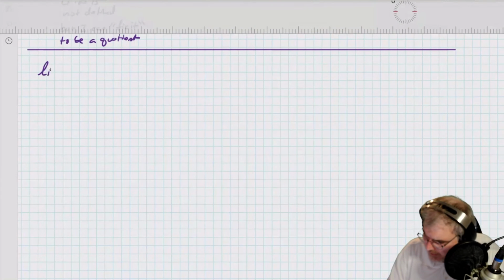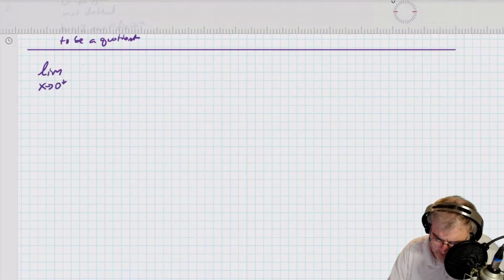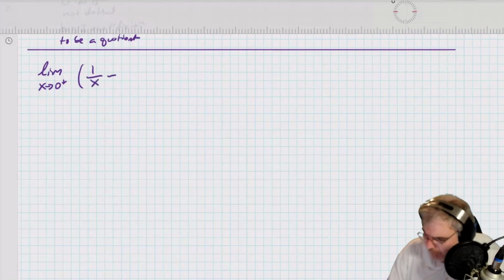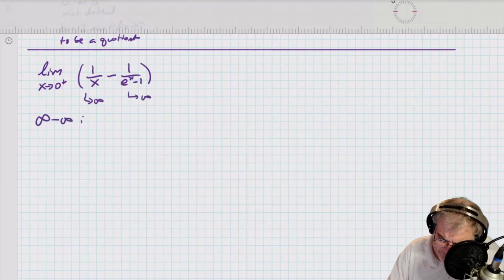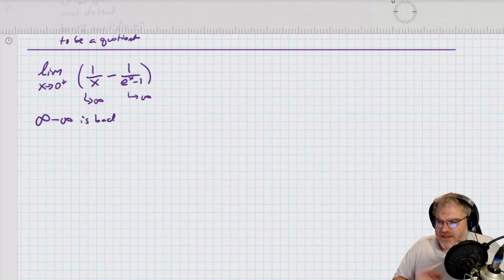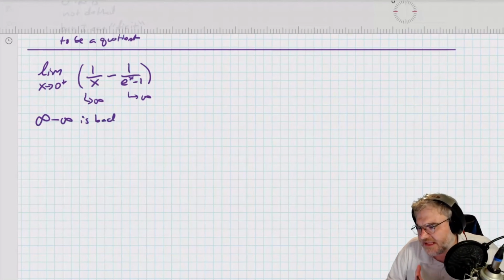The limit, as this is actually one of the homework problems. I don't think I posted the homework yet. 1 over e to the x to the minus 1. Now, here what I've got, this is going to be infinity, and this is going to go to infinity. And infinity minus infinity is bad. That's non-determined. What is infinity minus infinity?